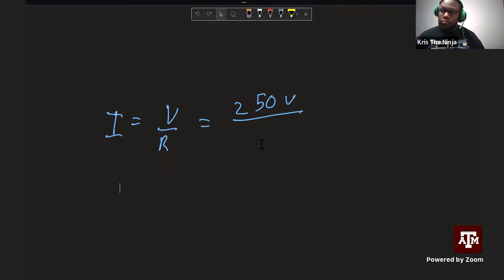So 20 ohms resistance. This is going to result in a very high current, because current is voltage over the resistance. I could do it by hand, but I don't feel like it, so I'm going to be lazy and use a calculator. 250 divided by 20 gives you 12.5 amps of current.